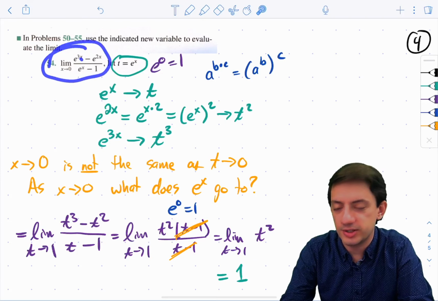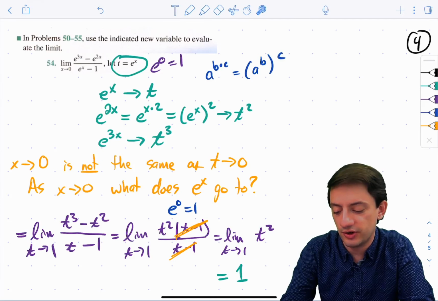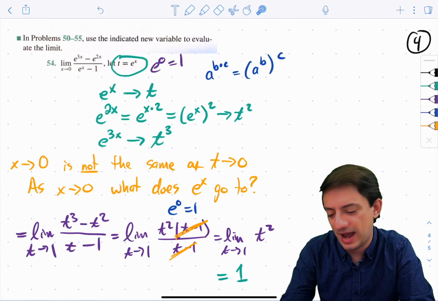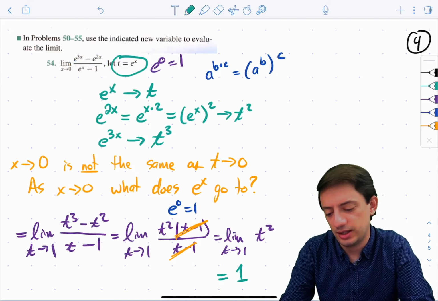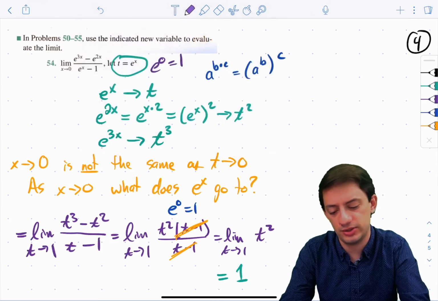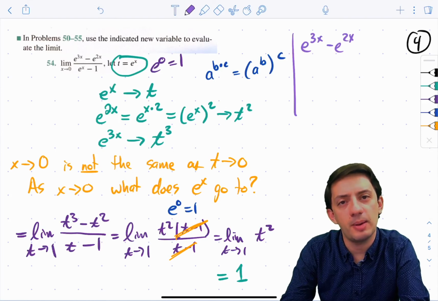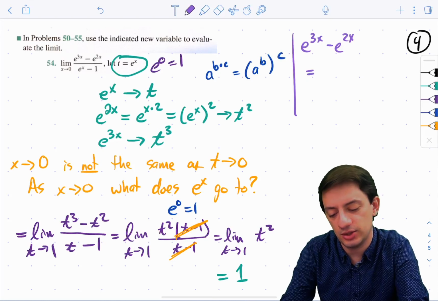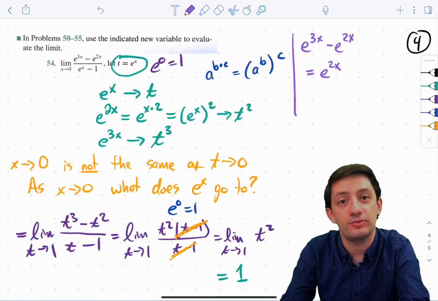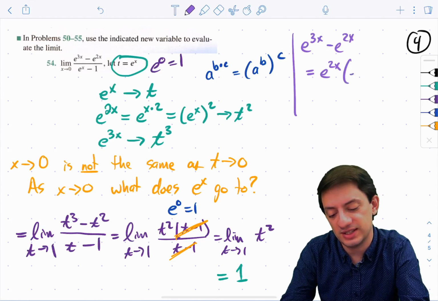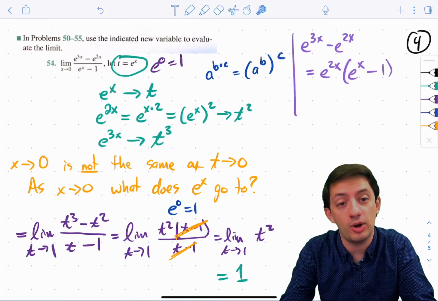It would have been possible to figure that out without doing a change of variable, but you really have to think about, how can I factor something like this? And let me just show you, just in case you're curious. You have to really remember your rules of exponents, but what they say is that you can factor an e to the 2x out of both of these, and what's left is e to the x minus 1. Now, how can you check that? Well, multiply it back out.